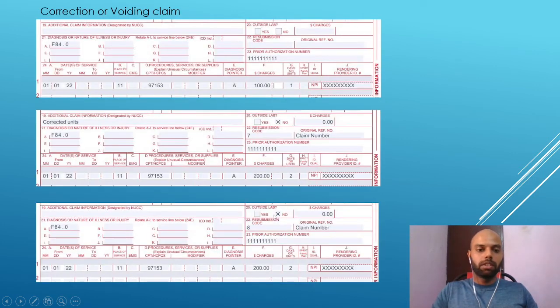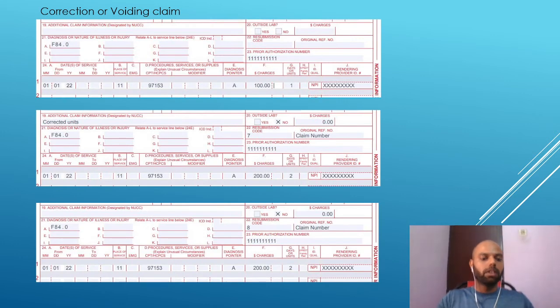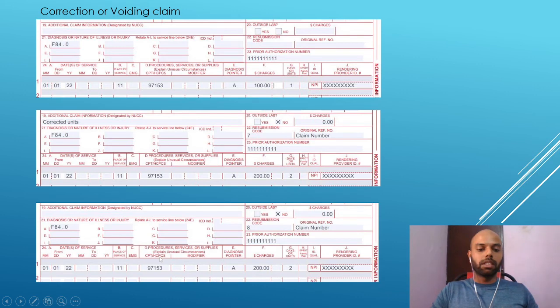If the service was billed incorrectly, or the service was not done at all, then we have to mention resubmission code 8 in box 22 and the claim number from the EOB. That means the insurance will know that the claim was submitted incorrectly. We are telling them to void the claim, so they will void the claim.